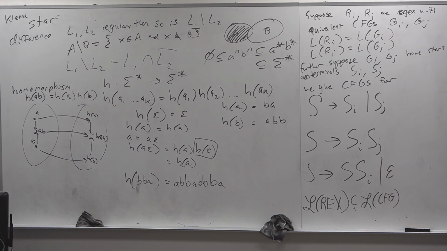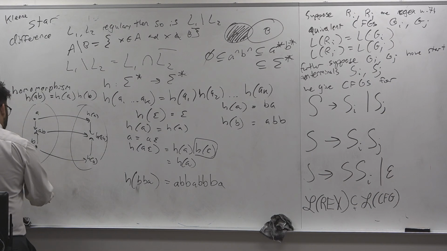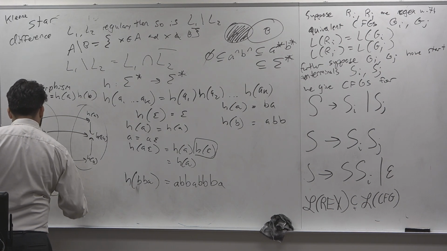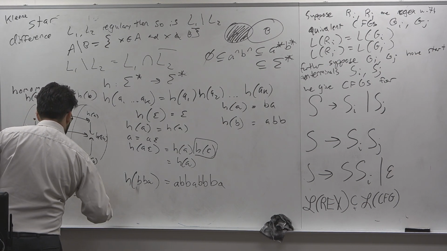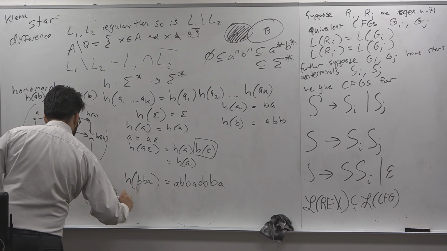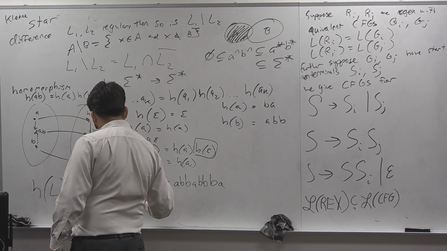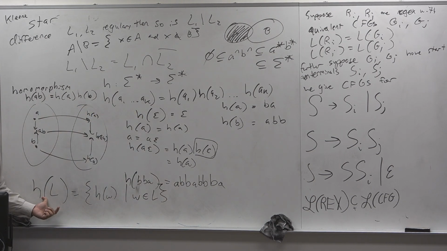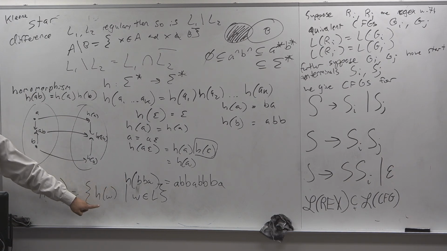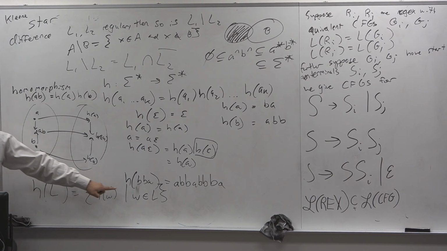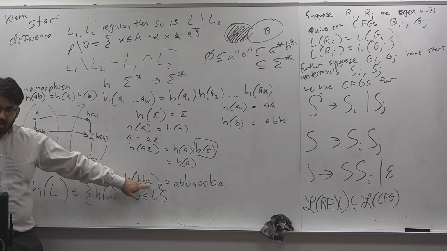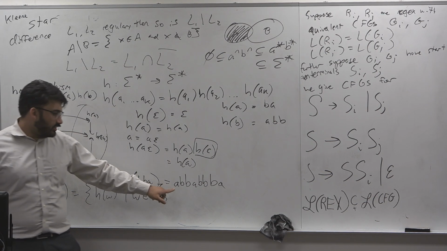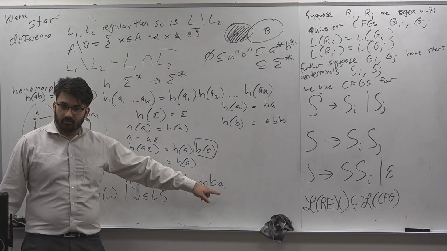So you can take strings and map them to other strings via homomorphism. Let the homomorphism of the language be the homomorphism of each string in the language. So H of L is, you take each W in L and you map it to the homomorphism. So while L contains BBA, H of L is going to contain ABB, ABB, BA, right?